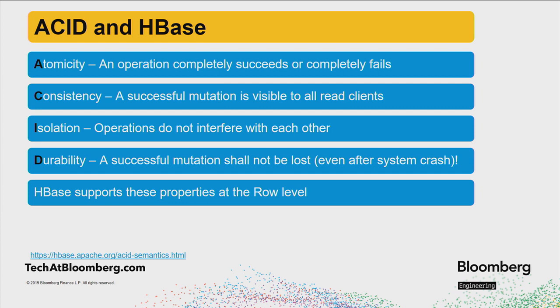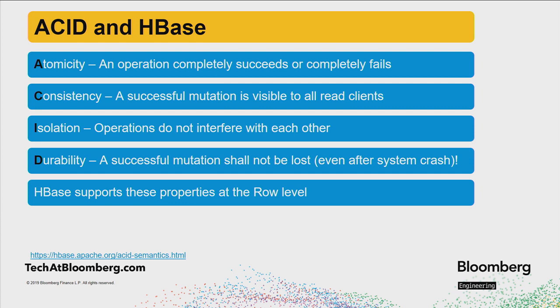Once a mutation is reported successful, it should not be lost, even after a system crash. And we know that HBase provides that. HBase provides all these properties at the row level. So if we design our data model such that we can take advantage of the atomicity at the row level, that means you've designed a data model which can give us transactional consistency. And that's what we have done in our case.